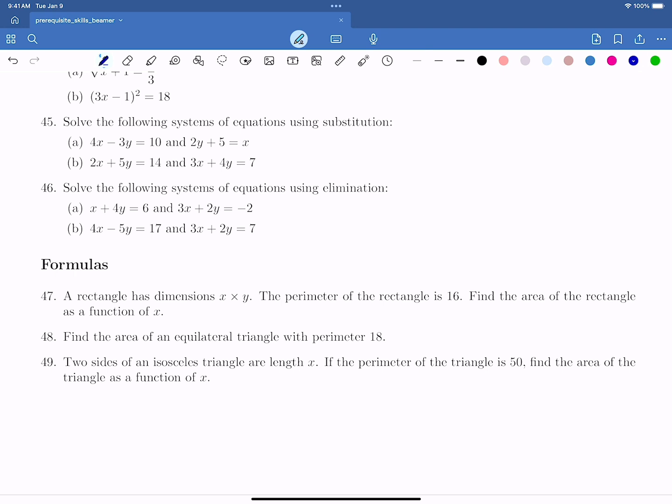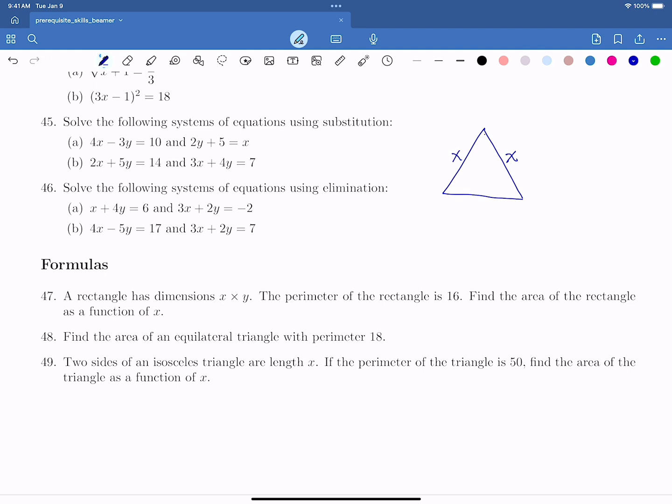Two sides of an isosceles triangle are length x. So in an isosceles triangle, two sides are congruent. And they tell us two sides are x, so we have x and x. If the perimeter of the triangle is 50, find the area of the triangle as a function of x.